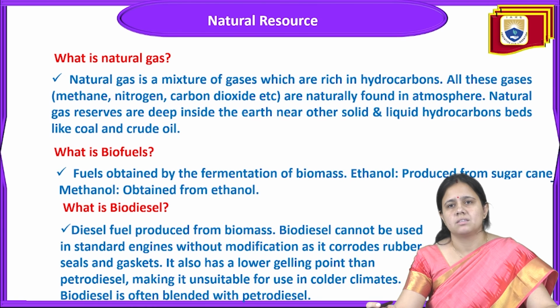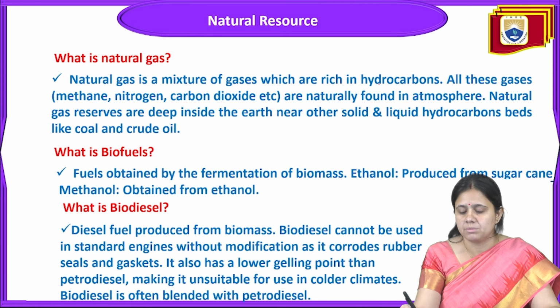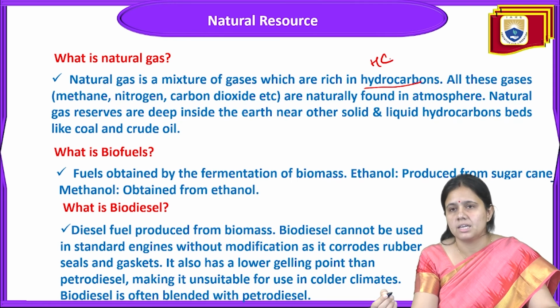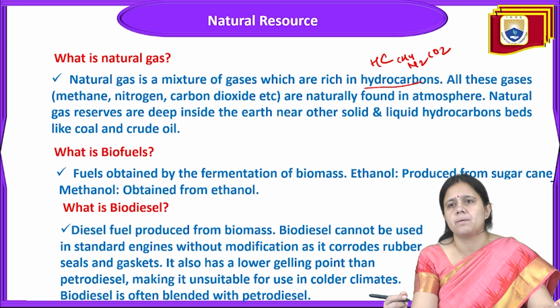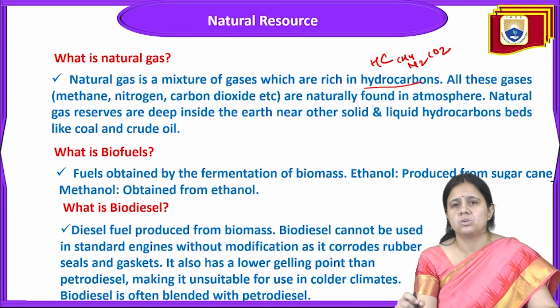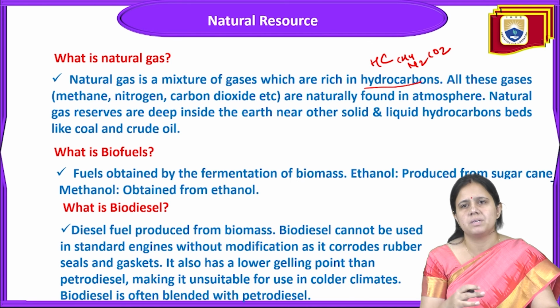Now comes the next point: what is natural gas? Natural gas is a mixture of gases which are rich in hydrocarbons, and these gases are methane, nitrogen and CO2. They are naturally found in the atmosphere. Natural gas reserves are deep inside the earth near other solid and liquid hydrocarbon beds like coal and crude oil. It is a naturally occurring gas that is already present on the earth, and its main composition is hydrocarbon.